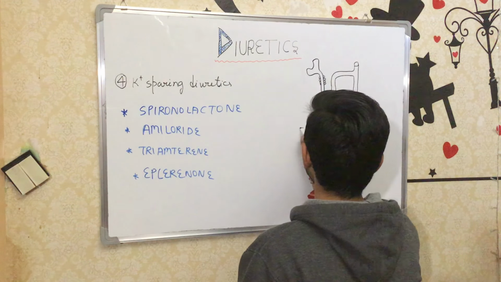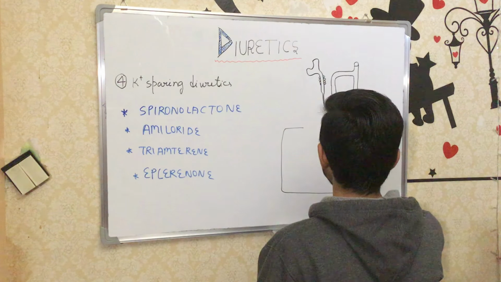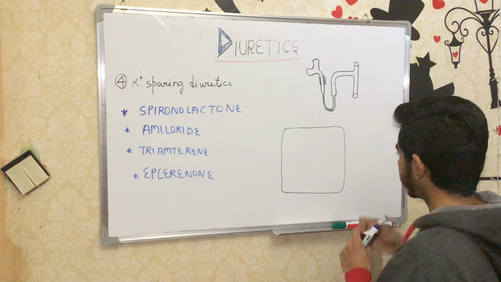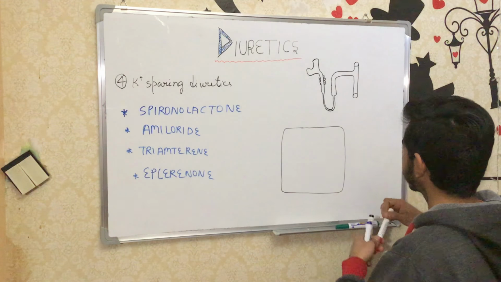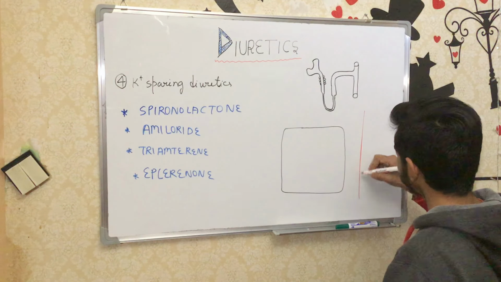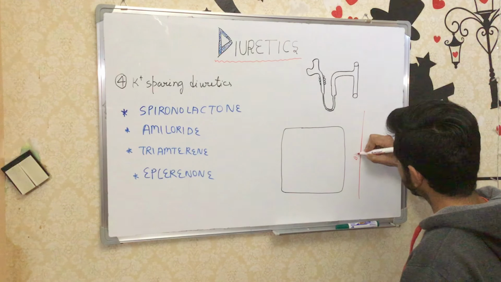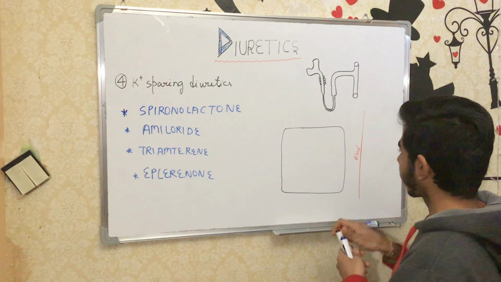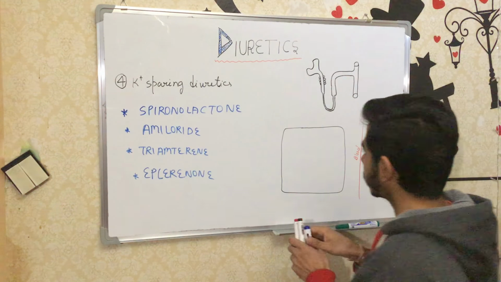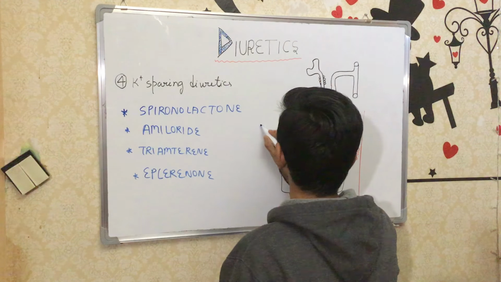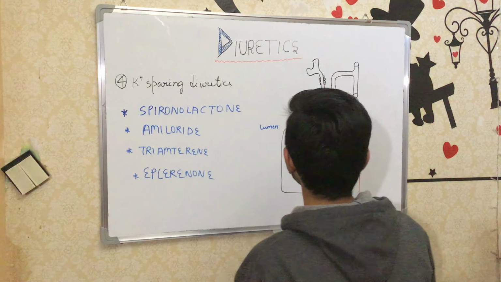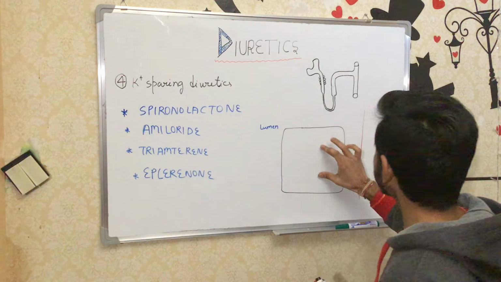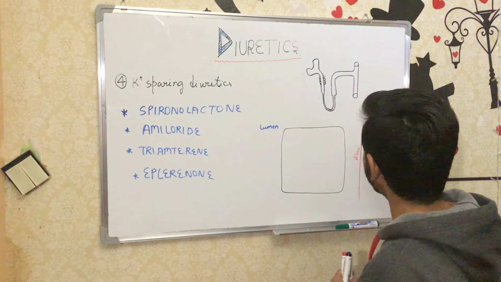So here I am drawing one cell. This is the basolateral side of the cell, here is the blood, and this is the luminal side of the cell. This is the lumen, and here is the blood. This is a cell of the collecting duct, one portion of the collecting duct.